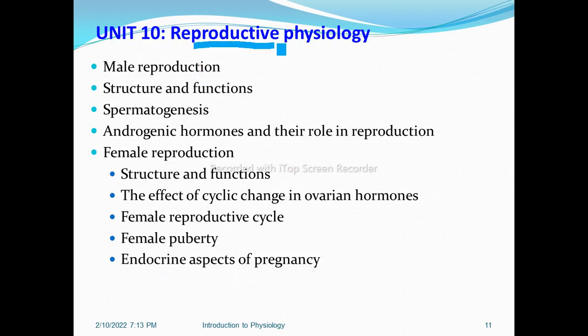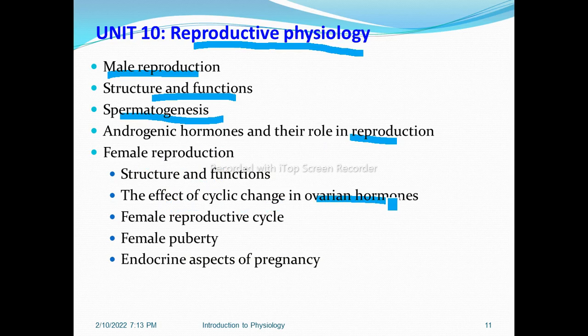Chapter 10 is about reproductive physiology. We will see male reproduction, structure and functions of reproductive organs, spermatogenesis, androgenic hormones and their role in reproduction, and female reproduction, the structure and function of the female reproductive system, the effect of cyclic changes in ovarian hormones like estrogen and progesterone, female reproductive cycle, female puberty, and endocrine aspects of pregnancy.